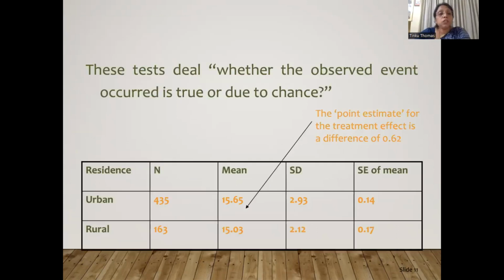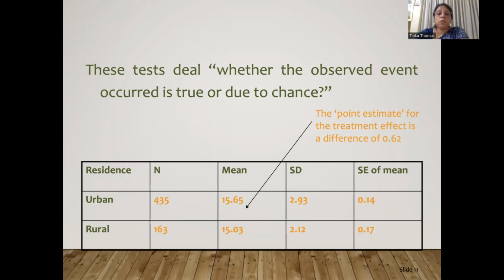So see this, the difference between urban and rural BMI: in the urban it is 15.65 and in the rural it is 15.03, the difference being 0.62 kilograms per meter square. Now, if you ask me, is this different? It doesn't look very different, so maybe not clinically different. So is it due to chance that there is a slight difference in the mean BMI? Now we will have to test this using a statistical test.